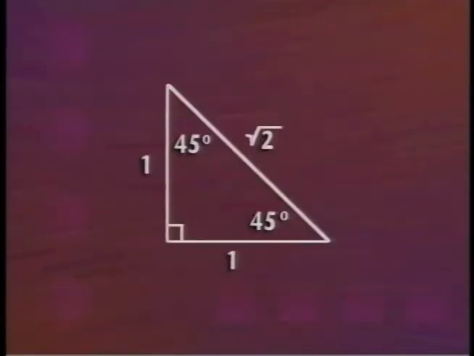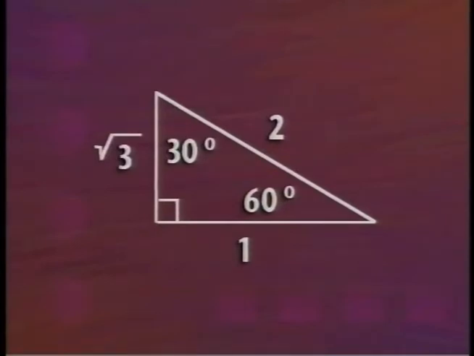An isosceles right triangle has 2 equal sides. An isosceles right triangle also has angles of 45 degrees, 45 degrees, 90 degrees, and sides in the ratio of 1, 1, square root of 2. A 30, 60, 90 degree triangle has sides in the ratio of 1, square root of 3, 2.